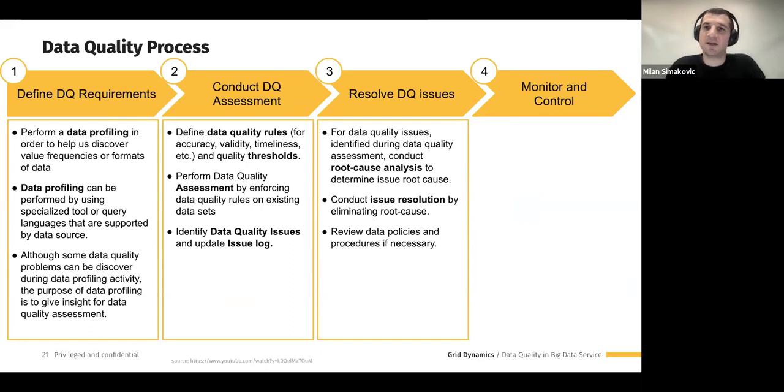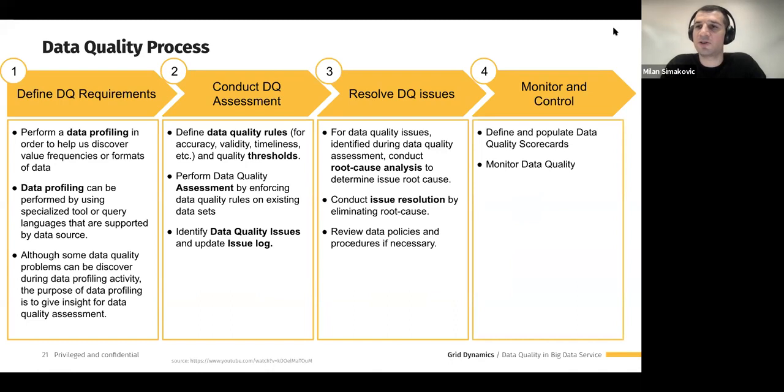And when this is done, the final step is to monitor and control our data sets. Why do we need to do this? For a very simple reason. Even though our data quality is fixed, it may happen that something will change somewhere and we will again have bad data quality. And what we want with monitoring is to know when this situation happens as soon as possible.